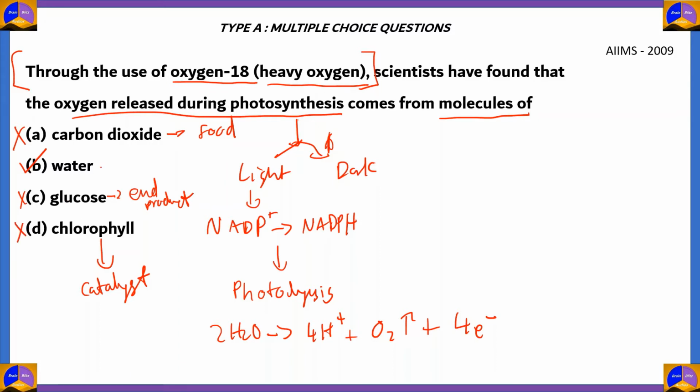The right answer is option B, water, because the oxygen released happens to come from photolysis where water is split. So it comes from the molecules of water.